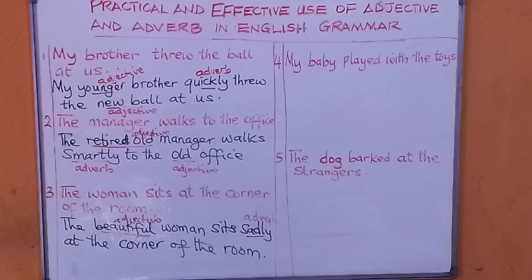Okay? Now you see, instead of saying the woman sits at the corner of the room, I say the beautiful woman sits sadly at the corner of the room. You are likely going to get more accolade, more praises for that sentence. Now let's go to the next one.